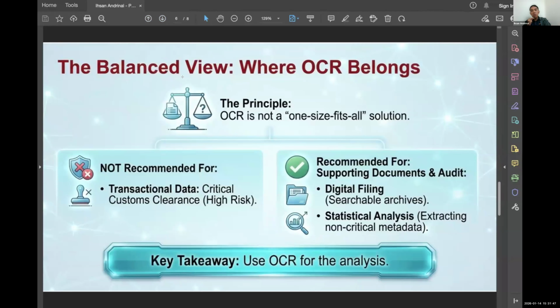So does it mean OCR is useless? No, I think it's just about the right tool in the right place. Based on our evaluation, OCR is not suitable for transactional data that requires 100% precision, such as for customs clearance. However, I think OCR is excellent for supporting documents or post-clearance audits, such as creating a searchable archive for audit trails, or extracting non-critical metadata from BL for statistical analysis, not for calculating taxes. So use OCR for the analysis.